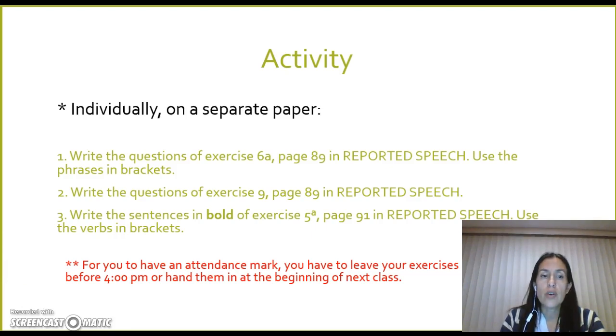So with this information, you finish your activity and you take it to my office before 4 o'clock, or if you have any trouble before the time, then I will receive them on Thursday at the beginning of the class.